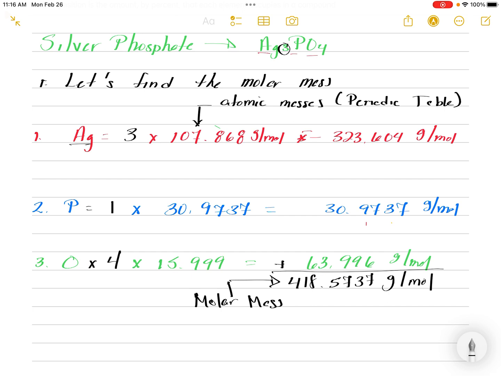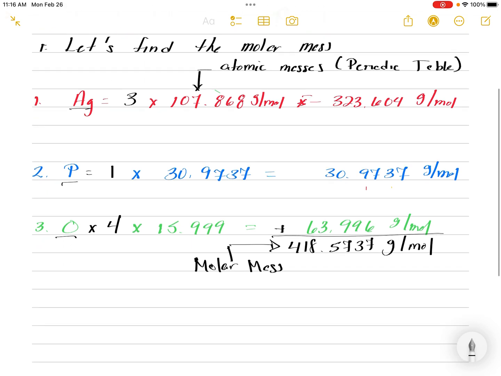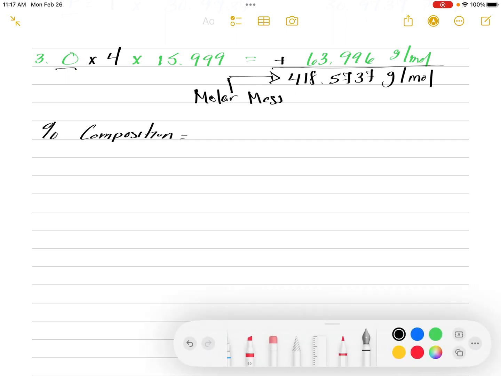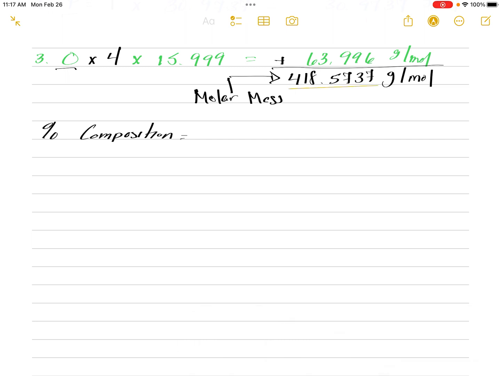So that's how you find the molar mass of a particular compound. You identify the elements that are present, you multiply by their quantity in the compound, you add them all up, and you get the molar mass. Now, how do we find percent composition? This is actually really easy. You follow a formula. The formula says that the percent composition is the total mass of each element, divided by the molar mass of the compound, and then multiplied by 100.